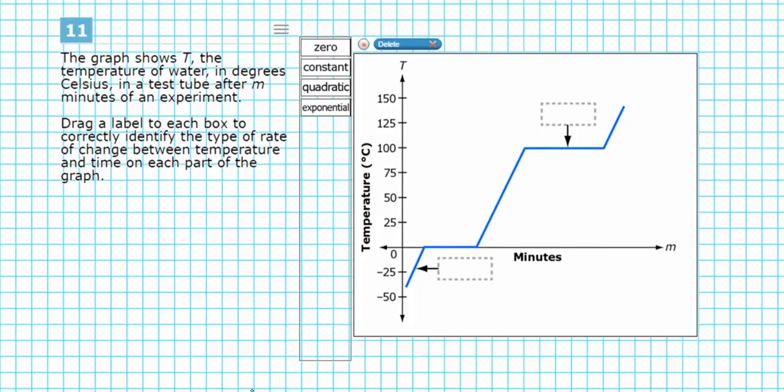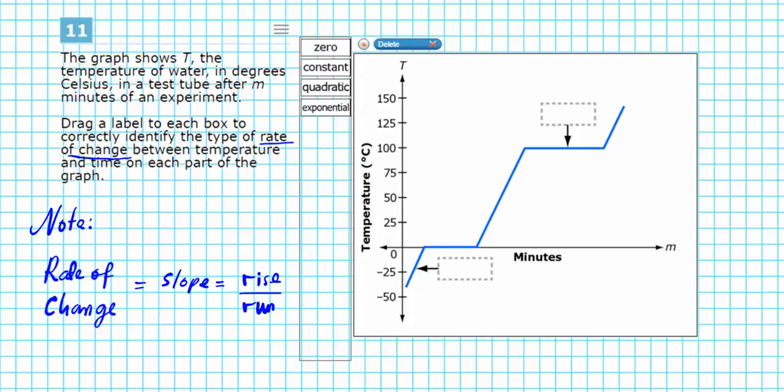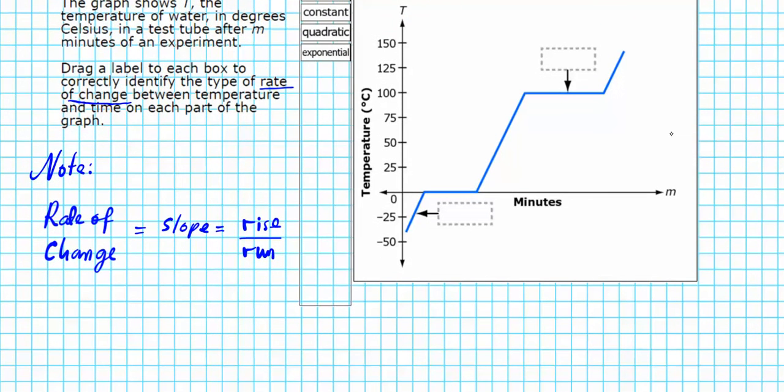Okay, so one thing you want to note for this problem is that the rate of change is the same thing as what? The rate of change that's mentioned here, because I'm basically describing the rate of change of temperature over a time period. So the rate of change is the same thing as the slope. Okay, and what is your slope? Your slope is rise over run. Okay, now what do we know about slope of straight lines? Slope of straight lines is always a constant.